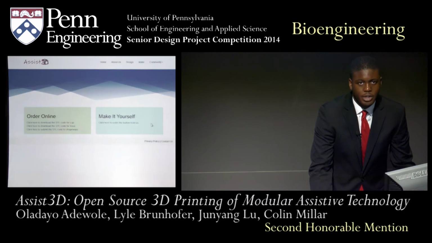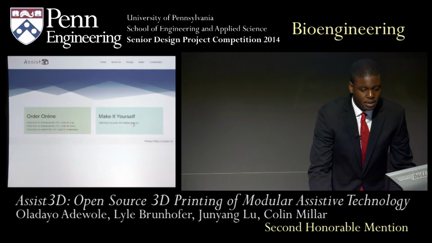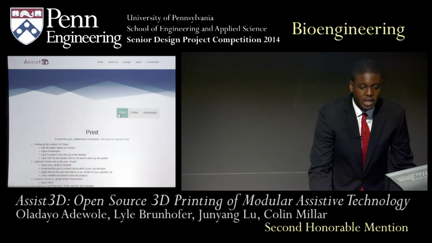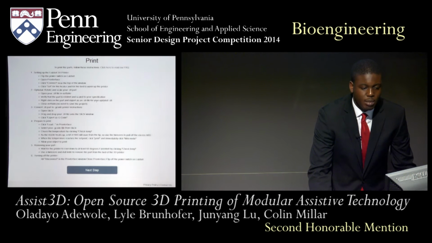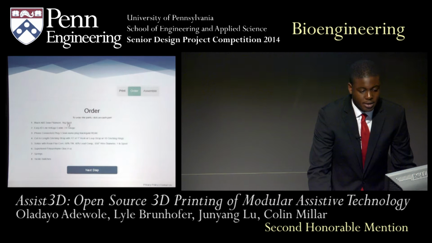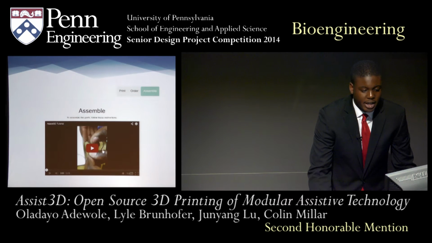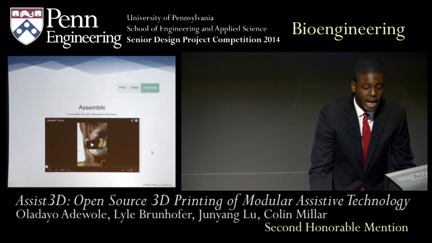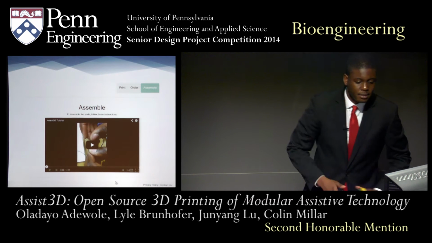If you choose to make it yourself, assuming you have a 3D printer at your disposal, then there are 3 easy steps: printing, ordering, and assembling the button. For each step, we have step-by-step instructions, a list of links of all the parts you'll need, and finally, an assembly tutorial video, which will tell you exactly how to assemble the button.